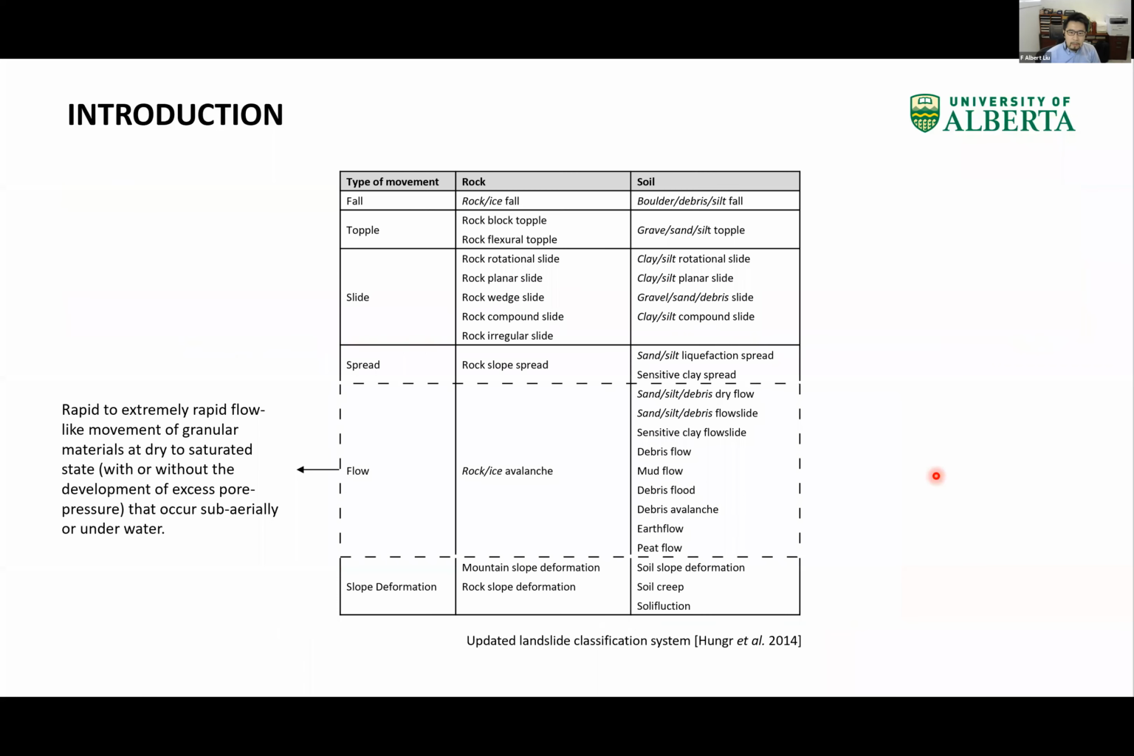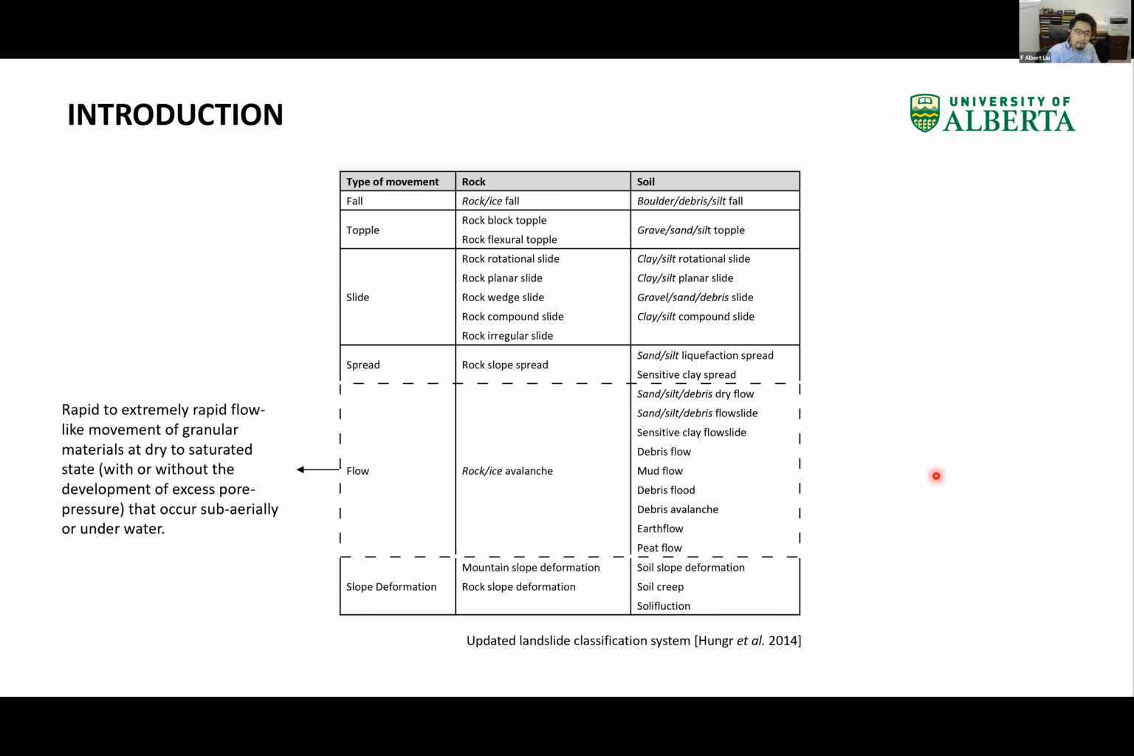In this presentation today, we're going to be focusing on the flow-like behavior, or flow-like movement, of loess landslides. In the 2014 update of the landslide classification system, the late Professor Hungr did an upgrade and categorized the flow-like landslide into its own class. And in that class, it provided a lot of detail for that particular type of landslide, which is the flow-like landslide.